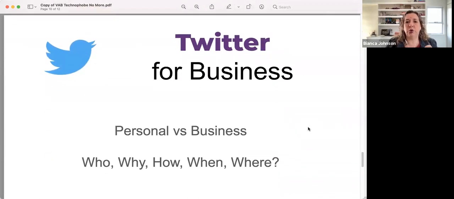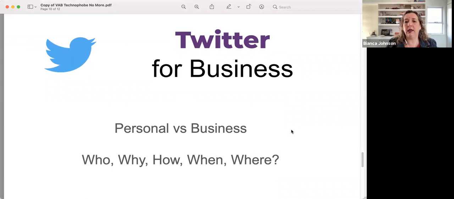Then as far as Twitter for business, again, you have the option of having a personal account or a business account. Very similar to Instagram. The only major difference is that with the business account, you get more analytics available, and you can also run adverts on the platform.